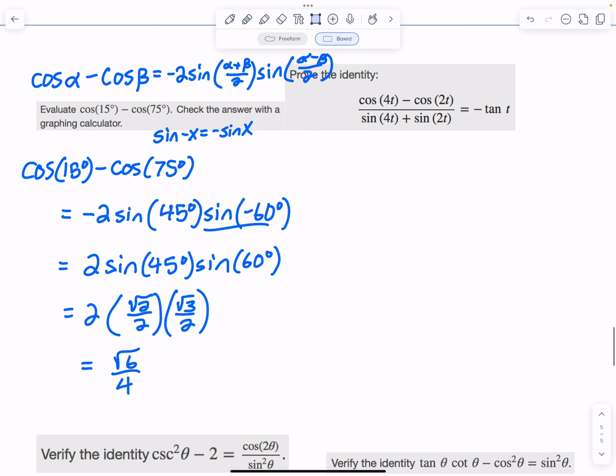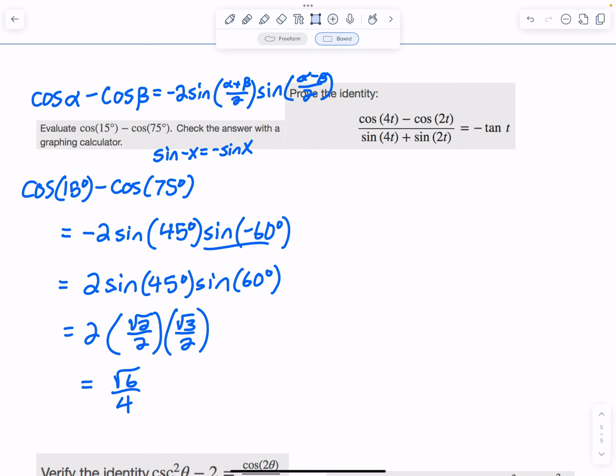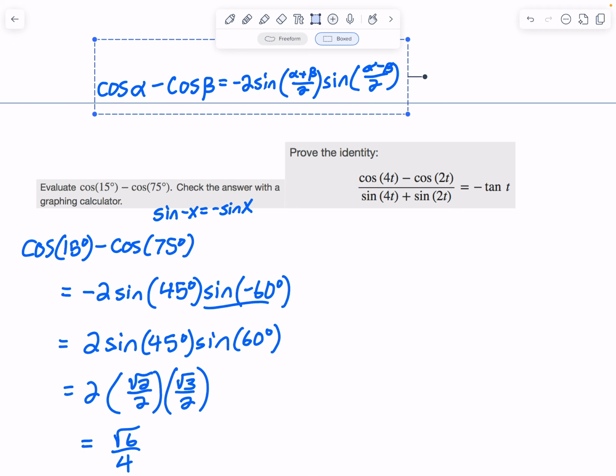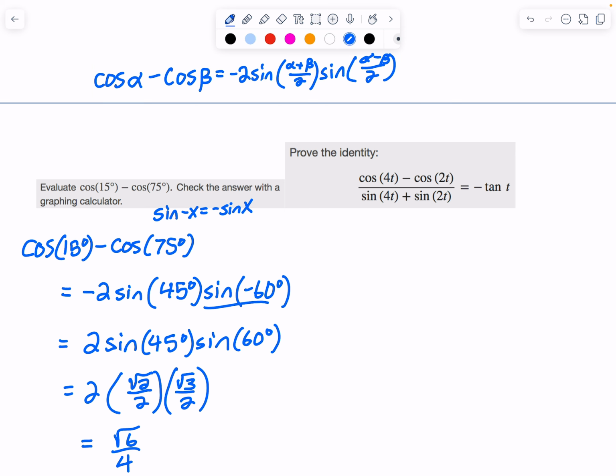So they want us to prove this identity. So maybe we need the sine one. So I'm going to write down here my cosine formula. I'm going to write down the sine formula now too, because I need a sine alpha plus sine beta. That's what's on the bottom of that fraction there. And that's going to be 2 sine of the sum over 2, and then cosine of the difference divided by 2.